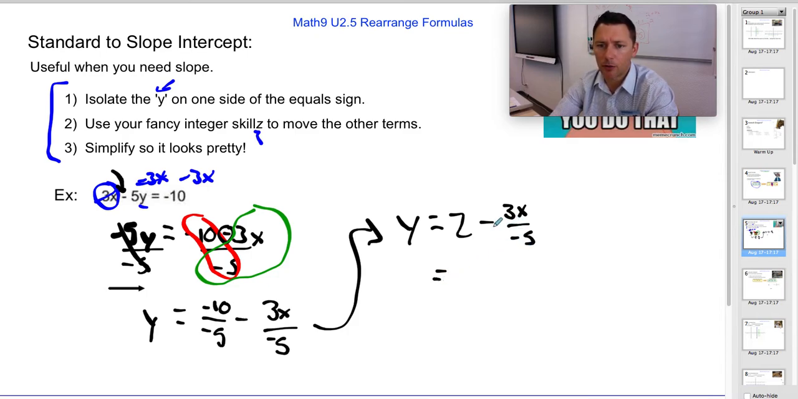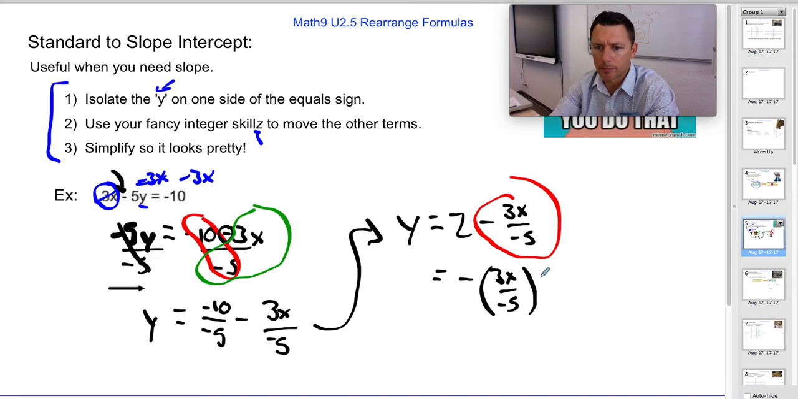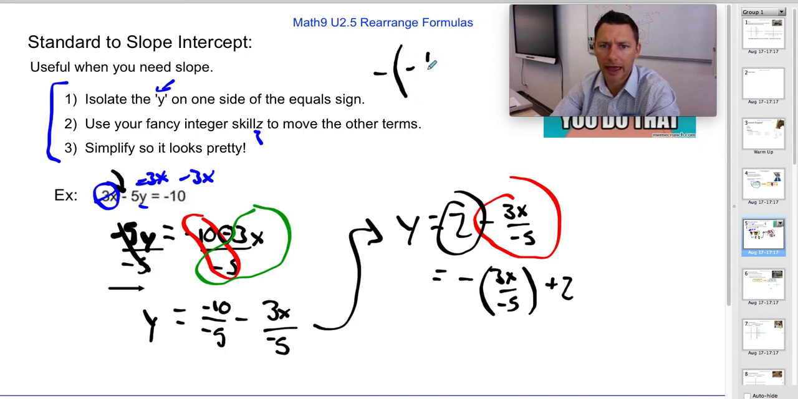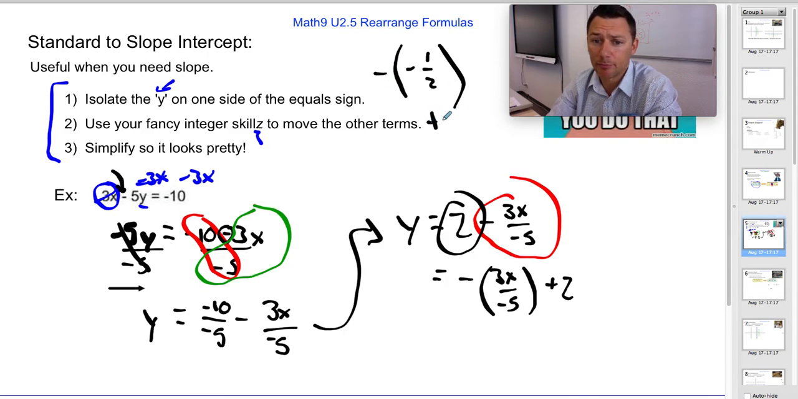If we sort that out, we put this whole piece in front. This becomes negative 3x over negative 5 plus 2 because this is positive. Cool. I like it so far, except minus a negative, right? This is like saying minus negative a half. Minus negative a half is plus a half. If you subtract a negative, you can rewrite those as plus, right?